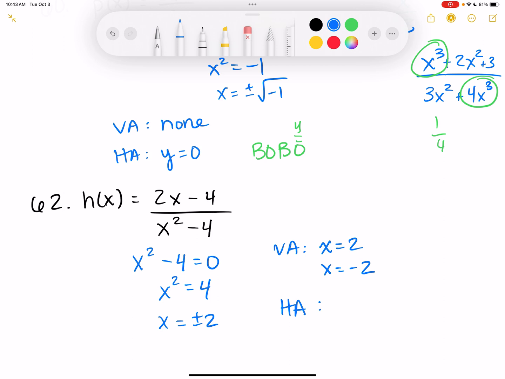All right, horizontal asymptote. So I've got an x over x squared. So what situation is this? Bobo. Okay, it's bigger on bottom because x squared is bigger than x. So bigger on bottom, so horizontal asymptote is? 0. y equals 0. Like I said, overthought.